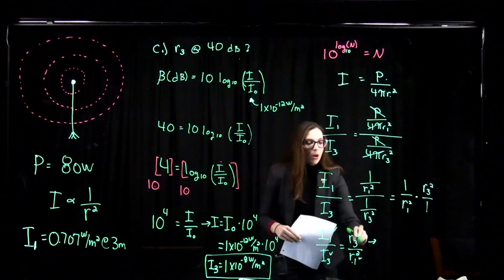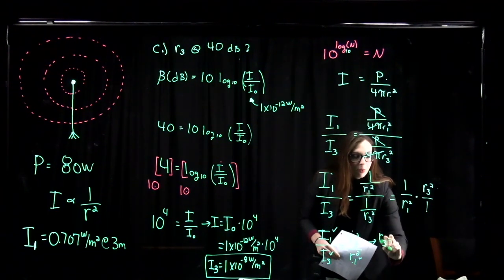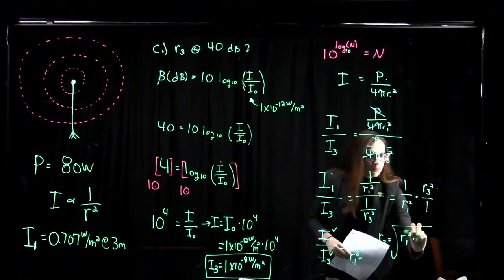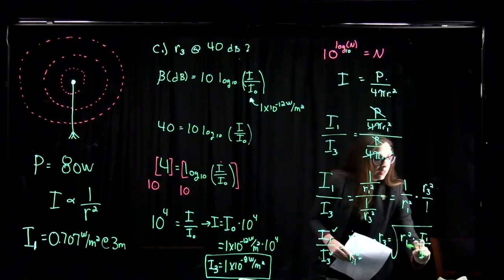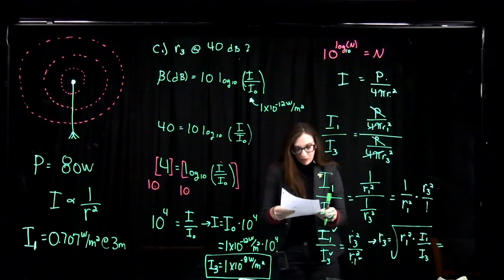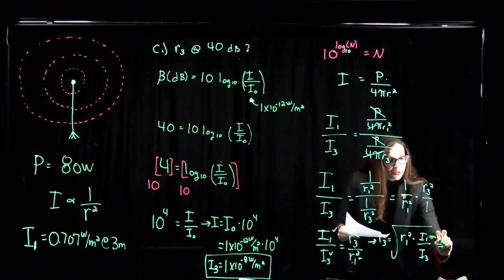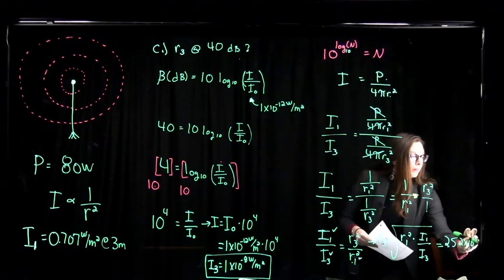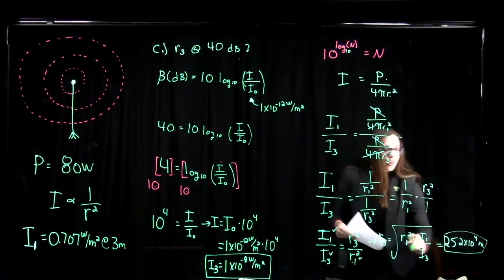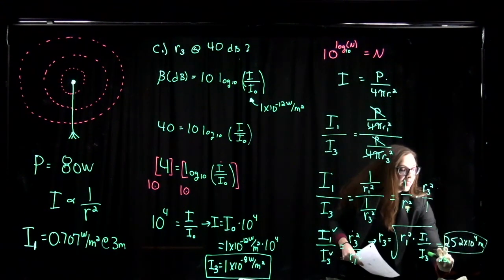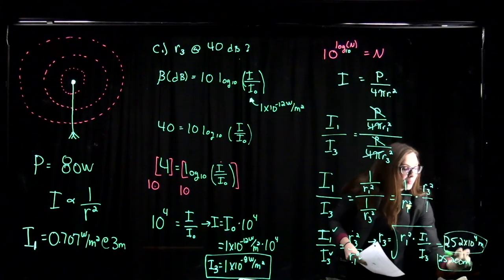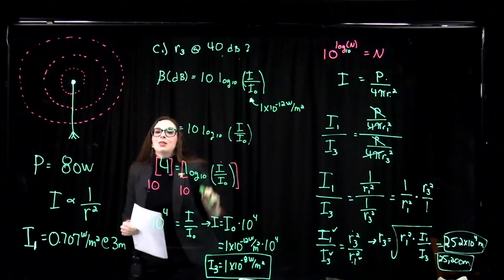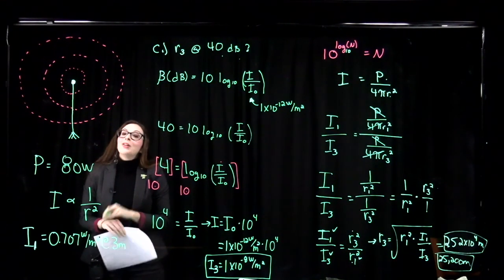So if I solve this equation for R3, it's going to equal the square root of R1 squared times I1 over I3. And then for this problem, that's going to equal 2.52 times 10 to the 4 meters. That's pretty far away. That's 25,200 meters away from the source in order for you to get a sound intensity level of 40 decibels, which is about the sound intensity level that you have at home.